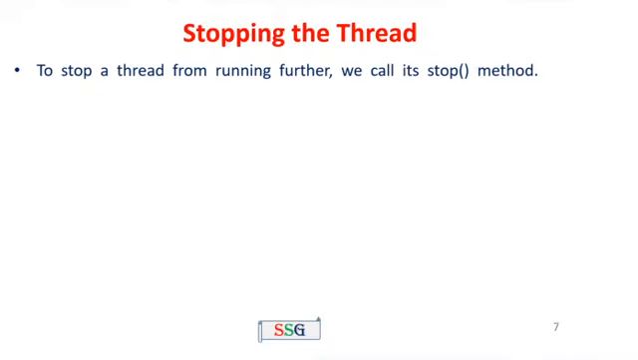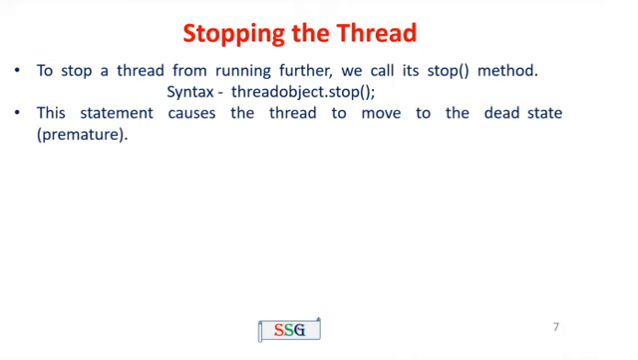Okay. The next one, stopping the thread. Suppose you want to stop the thread at any moment, so we have to use one syntax, that is thread object dot stop method. This statement causes the thread to move to the dead state, that is premature death. At any moment of time, if the user calls this method, that is thread object dot stop, the corresponding thread will be stopped by the user.